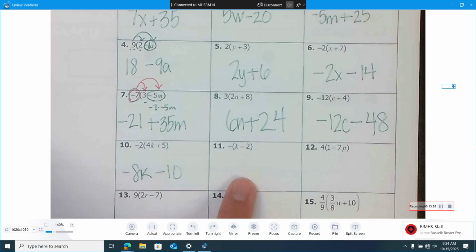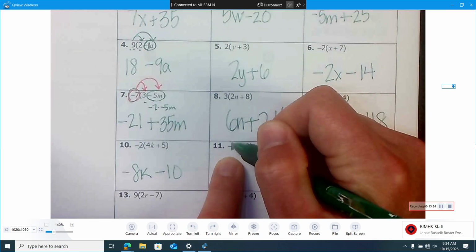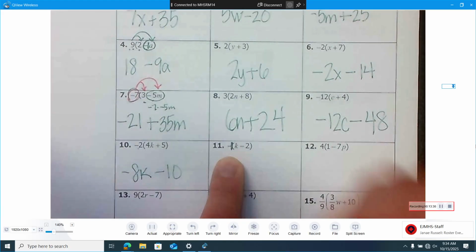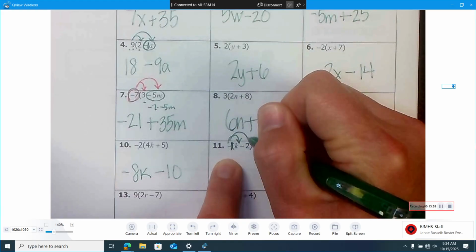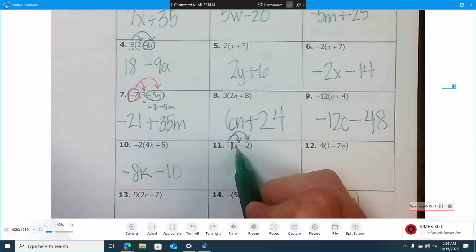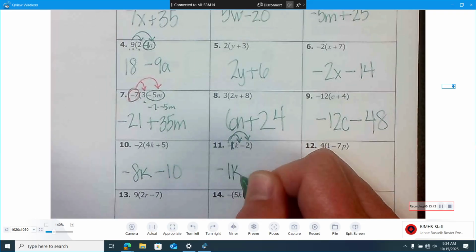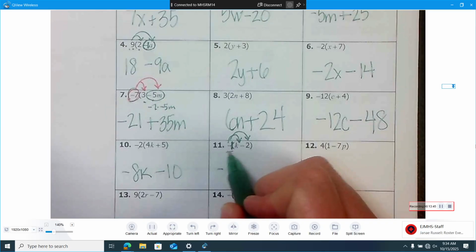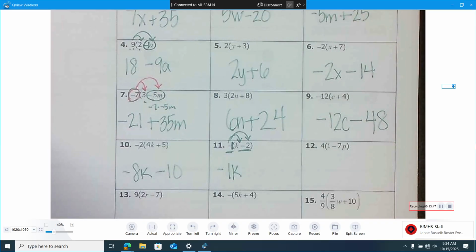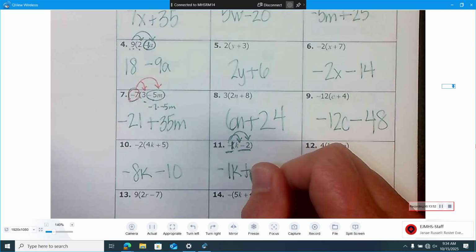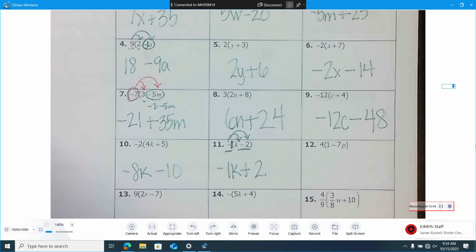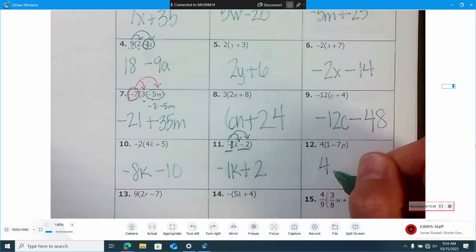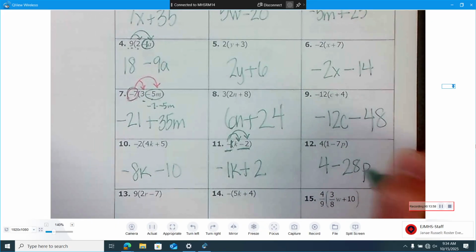Number 11 was a tricky one. What should we do with this weird negative? There's a 1. Yeah, you can make it a negative 1. That's a nice thing to do. And then distribute that in. So negative 1 times k is negative 1k. And then negative 1 times negative 2 turns out to be what? Positive. Negative times negative is going to be positive 2. Very, very good. 12. 4 minus 28 p's.